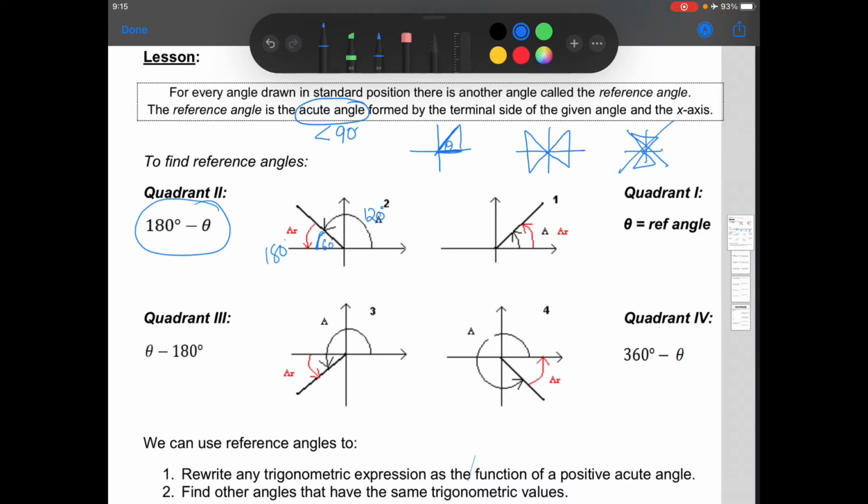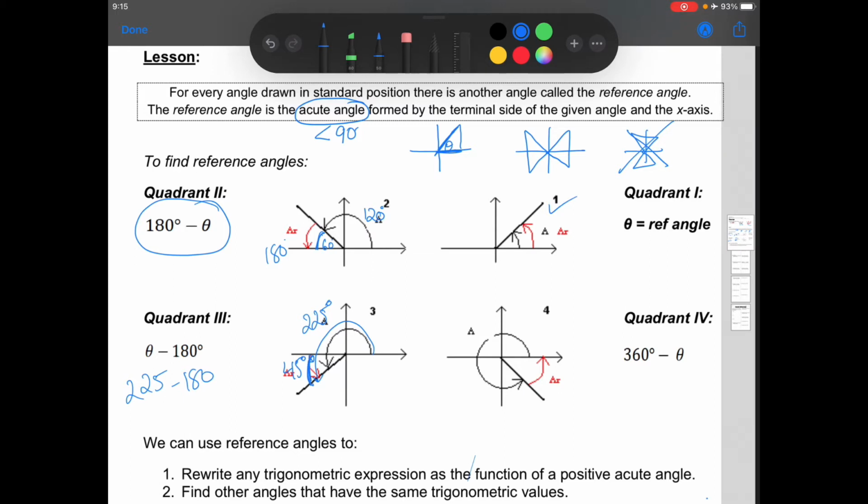180 minus theta. If you're in the third quadrant, it's going to be the angle minus 180. So let's say my angle was 225 degrees. So it's going to be 225 minus 180, which would be 45. So your reference angle would be 45 degrees. And last but not least, the first one I already did talk about.